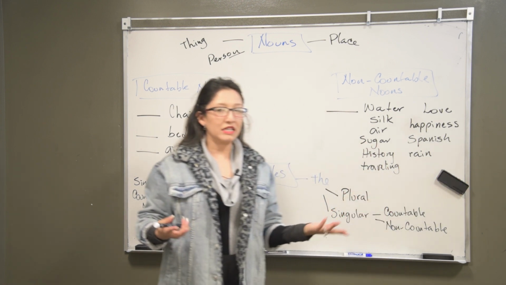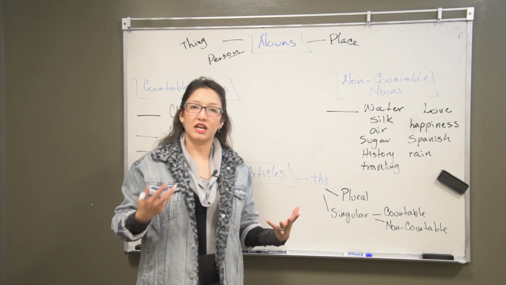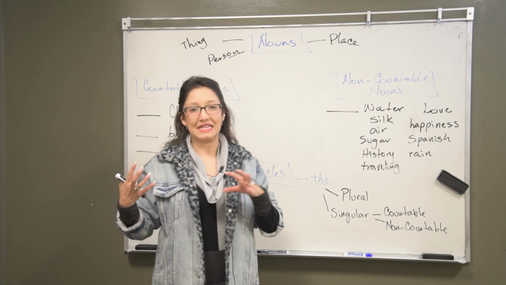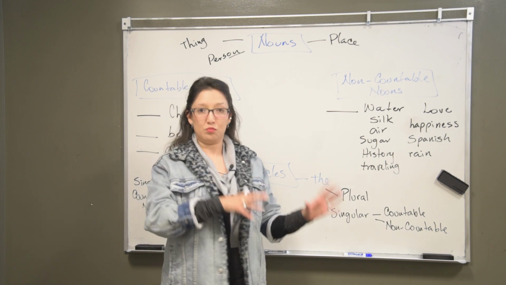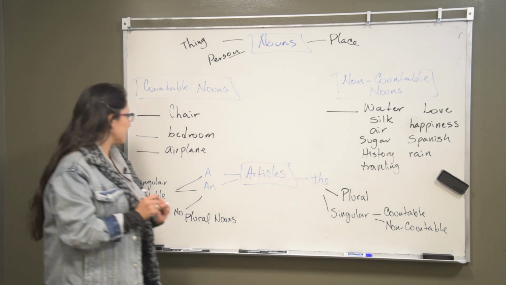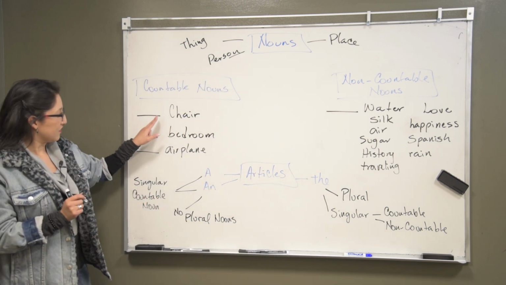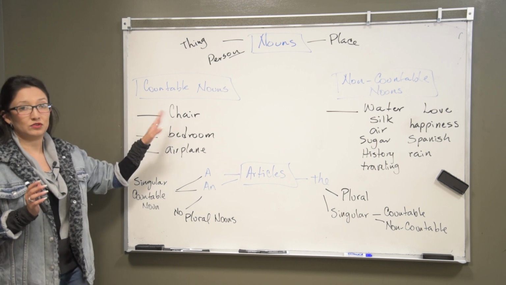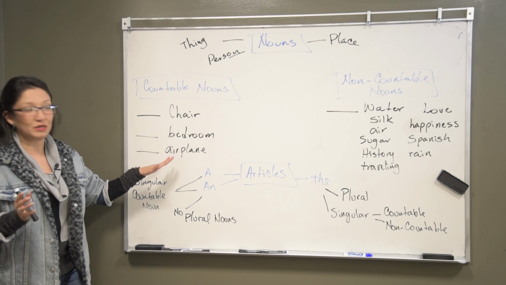So when students ask you how to identify a countable noun, ask them if it is possible to make that singular noun into a plural noun, okay? So I have a chair, I have a bathroom, I have an airplane. Okay, that is clear. I can have two chairs, two bathrooms, two airplanes, right?